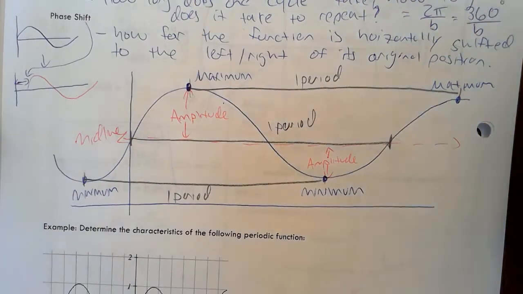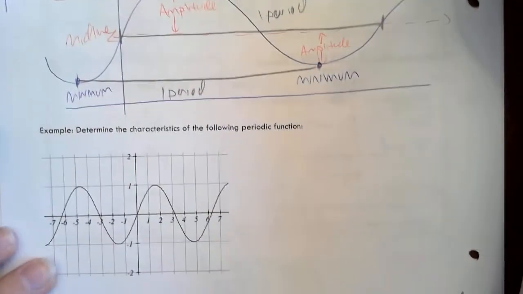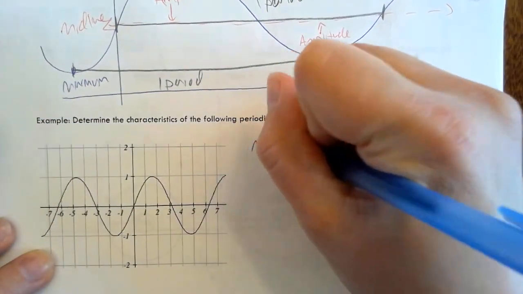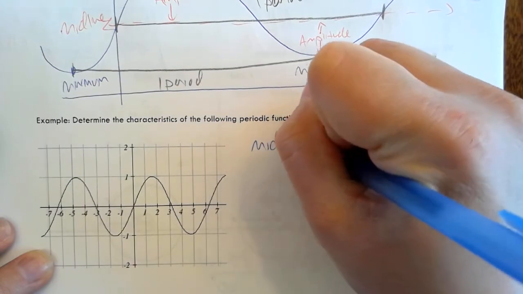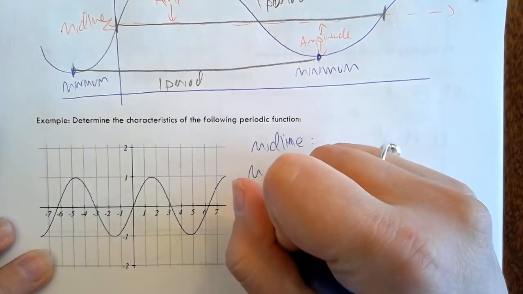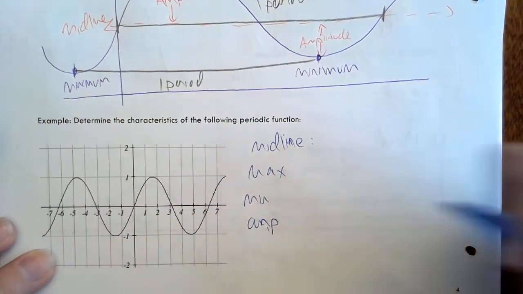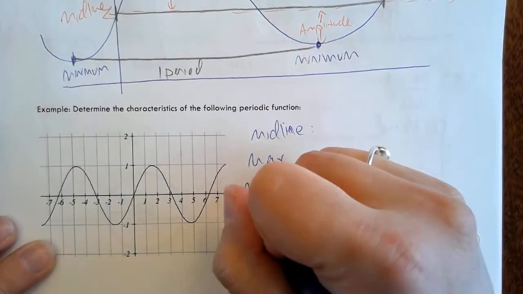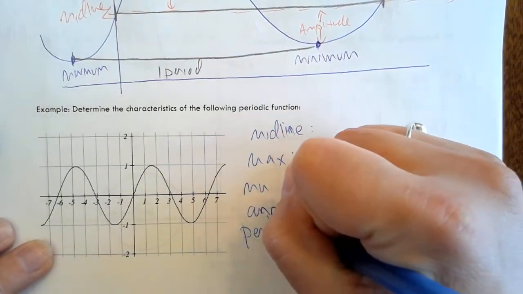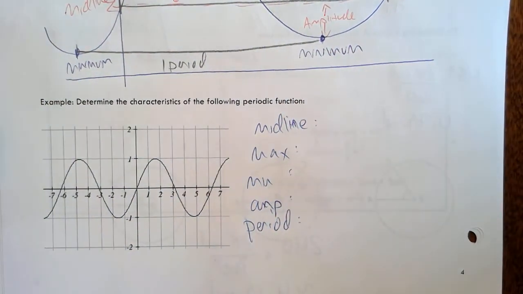So let's try and find some of the values on this graph down here. We'll see how it goes. I'd like to find the midline, the max, the min, the amplitude, I'm just going to say amp because I'm lazy, and the period. Okay, those are the things we're going to try and find. If you want to try and find them on your own right now, that'd be great, pause and give it a shot.